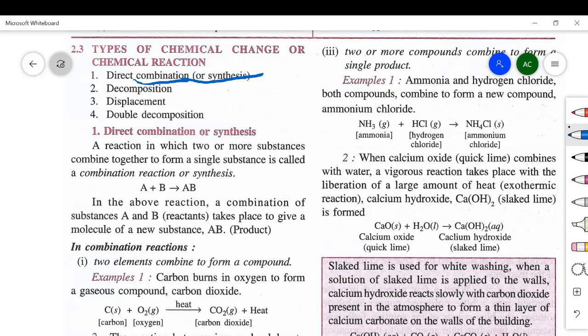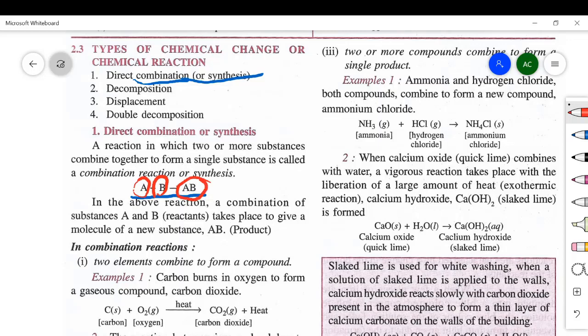Okay, so you can just see the example with A and B. I will be giving you the example with A and B, but in the exam you will never give the example as A and B. You will give the examples with the proper chemical reaction. This is just for your understanding. So here what is happening? There is an element or a compound A, there is an element or a compound B. They both combine and they form a new product, that is AB.